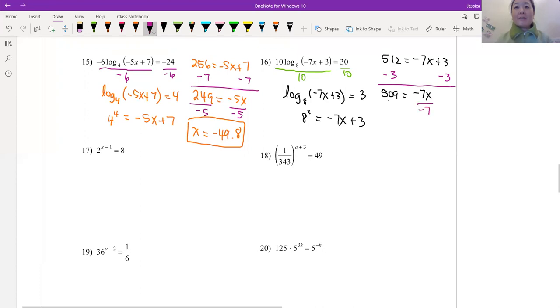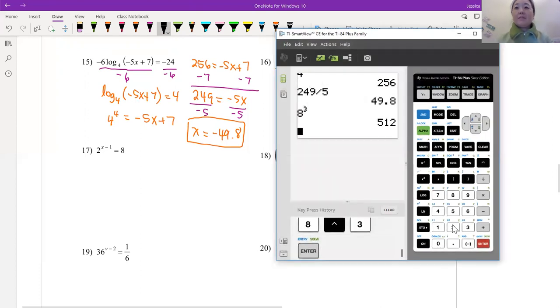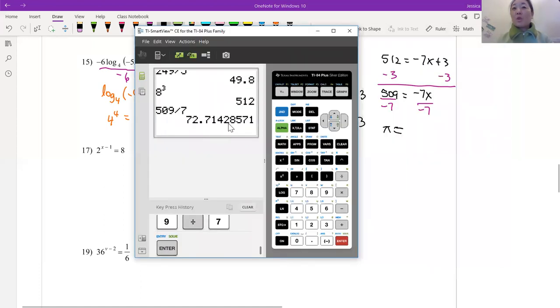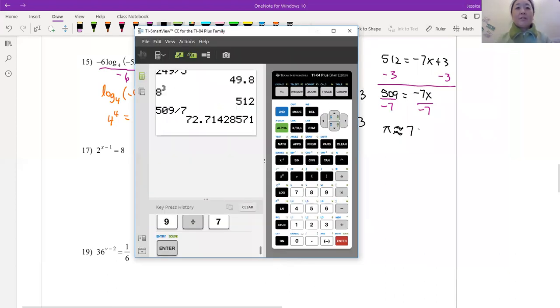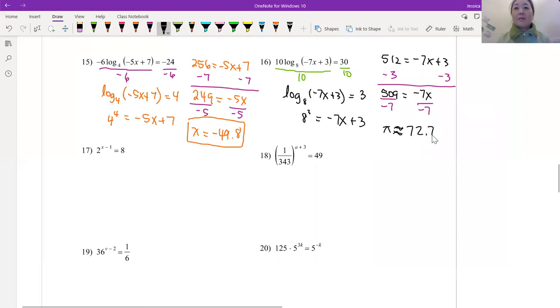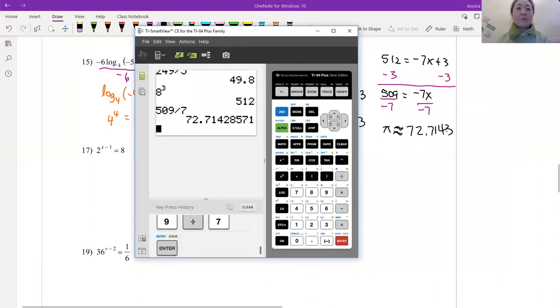Again, right here, you're dividing out the negative 7 and you're going to get x is equal to. So that's 509 divided by 7. Divide that by 7, and that's going to be 72.7143. So about 72.7143. I think that's what it was, right? 7143. Okay, good.